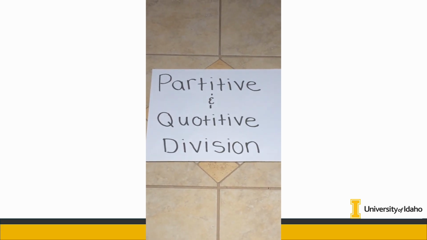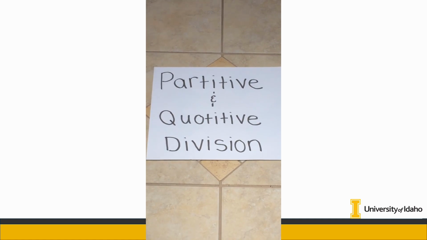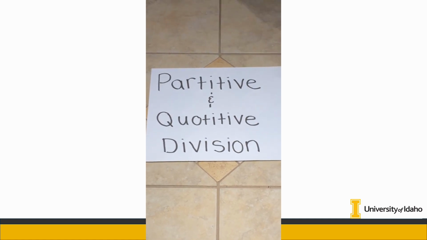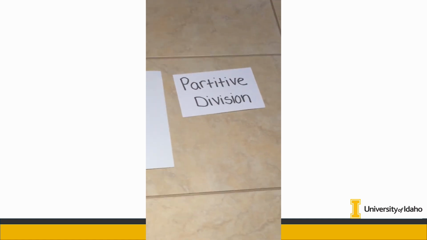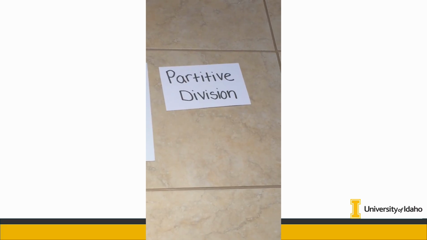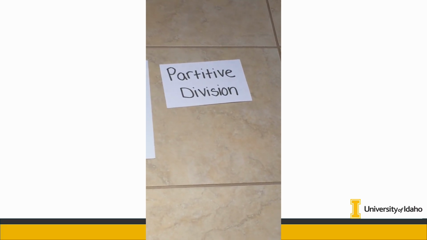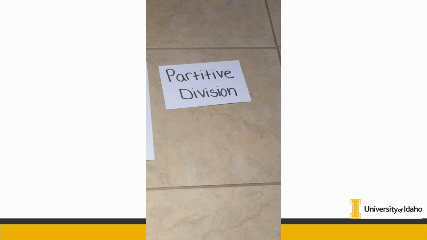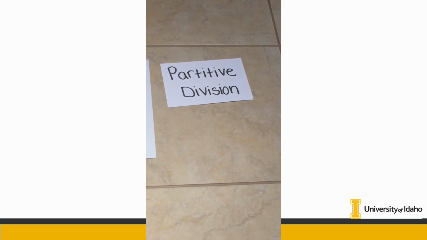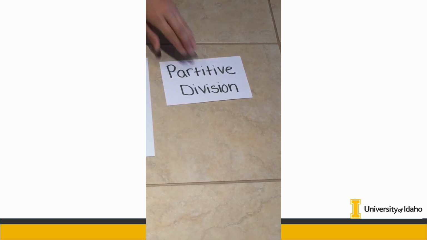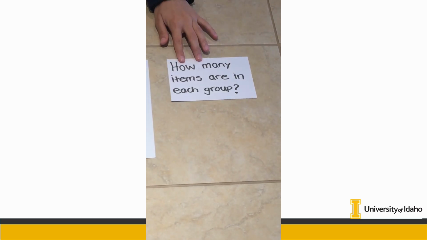Today I will be explaining partitive and quotative division. Partitive division is used when you know the number of groups you will end up with. You just need to split items into the groups you have. So this is when you know the total number of items you have and the number of groups you have, but you're figuring out how many items are in each group.